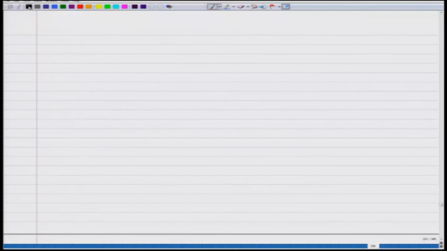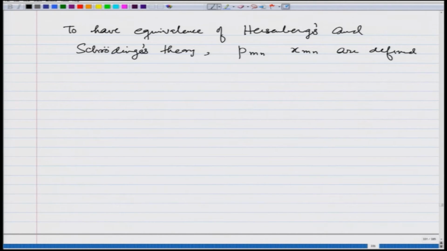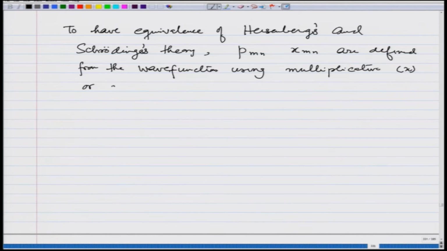So, to have equivalence of Heisenberg's and Schrodinger's theory, P mn and x mn are defined from the wave functions using multiplicative, that is for x, or differential for p operators. So, I am introducing a term called operator. These are known as operators.